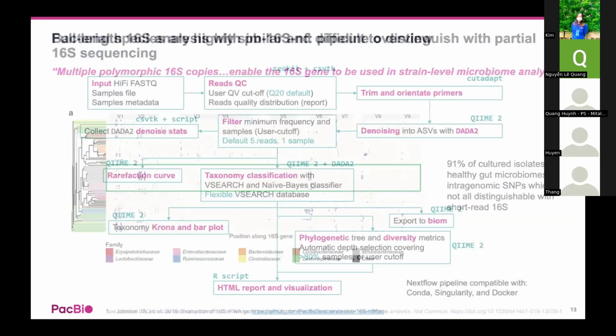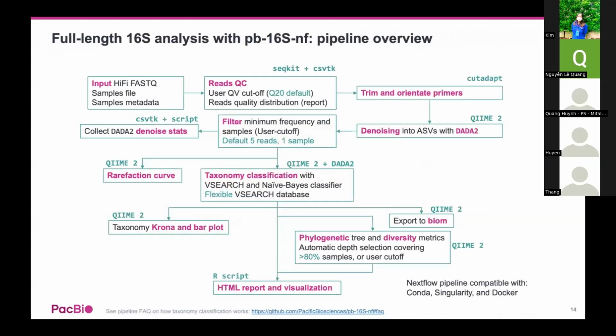So to help you achieve species and strain level identification, we developed an ASV-based workflow to analyze full-length 16S HiFi sequencing data. This is the overview of the PB16S NF pipeline, and you may find the details on our GitHub page here. You can just click this link to get to our GitHub page, where we have detailed documentation on how to install this workflow, and we have also a demo dataset for you to test and play around with.